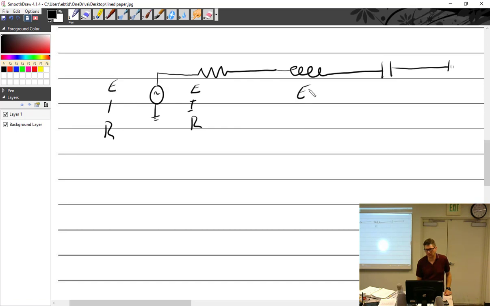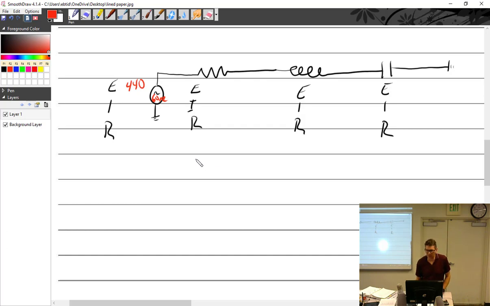When we draw these out for assignments, do we just do EIR for all of them? Yeah. All right. So this was 440. This is 60 hertz.